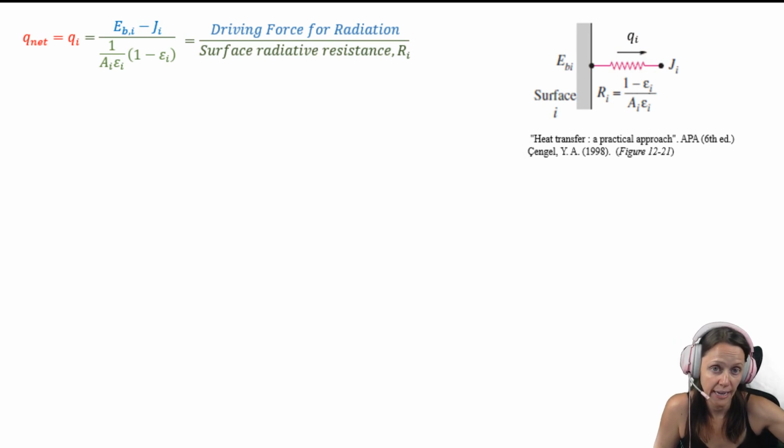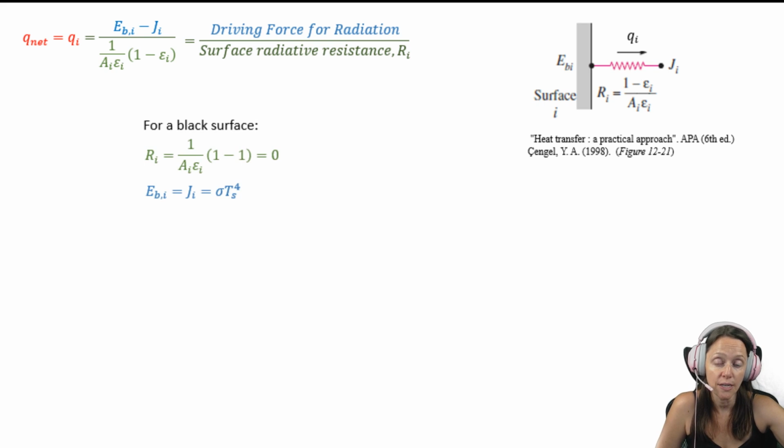The direction of that net radiative heat transfer depends on how large Ji, the radiosity, is, and how large Ebi is, the emissive power of a black body at that surface temperature. It'll be from the surface if the emissive power of that black body at the surface temperature is larger. Furthermore, we can see that the surface resistance is 0 for a black body, and in that case, Ebi and Ji are equal to one another.